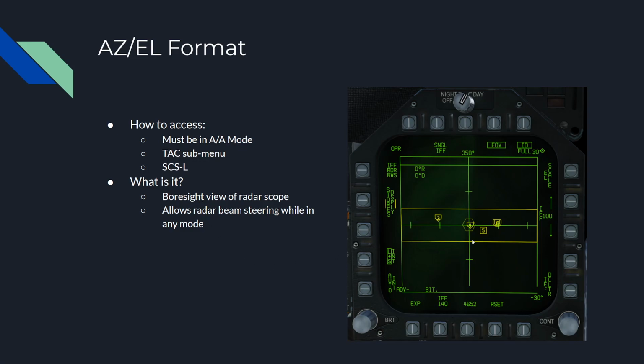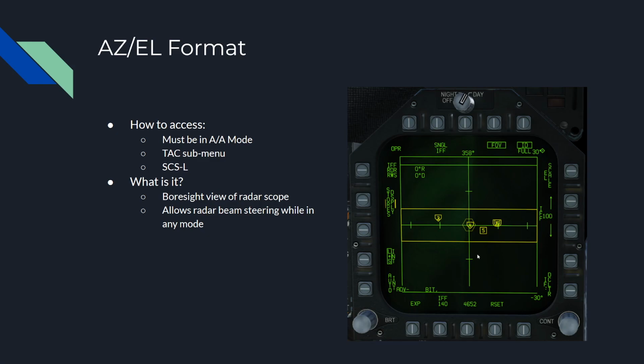So this allows very quick steering of the radar beam in any mode. So you can be in like 2-bar 20 in range while scan. You can steer it using the ASL page and still be in RWS. It's super weird, but it's great.